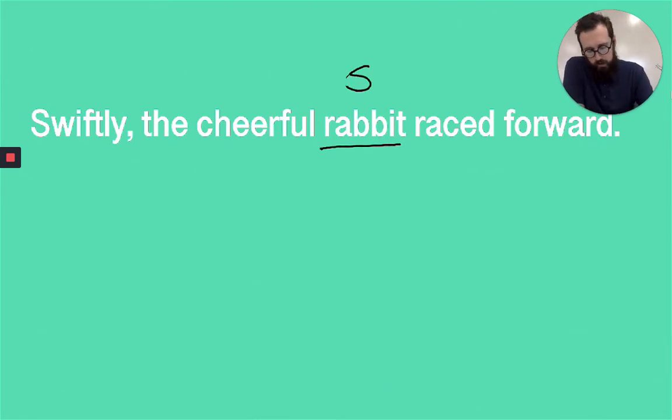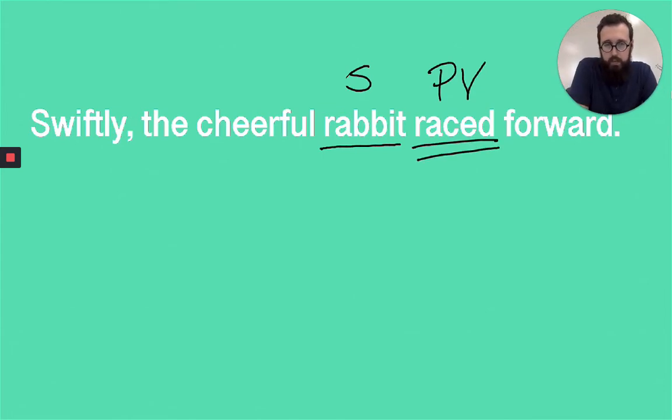And then raced tells me about the subject in the sentence. It tells me what they do. So it is my predicate, and it is a verb because it's an action word. Now that I have all my principal elements, I can go through and do my modifiers. So I like to start at the end of my sentence. It's recommended that you do as well.